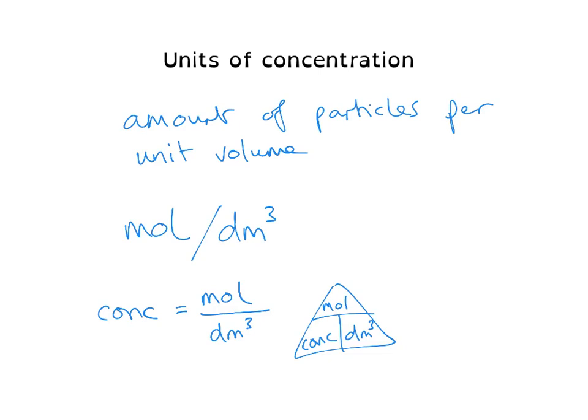How do I know when to use this equation and not to use the 24 decimeter cube? I should be given 24 decimeter cube in the question. So if I'm not given 24, I don't use it. And also, I would normally be given something like moles per dm cubed, or told it's a solution. So I know it's about concentration, not about volume.